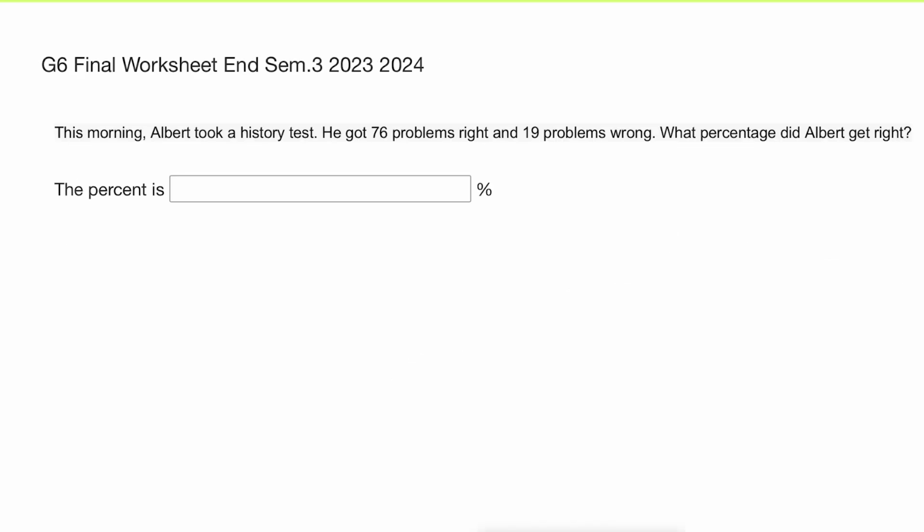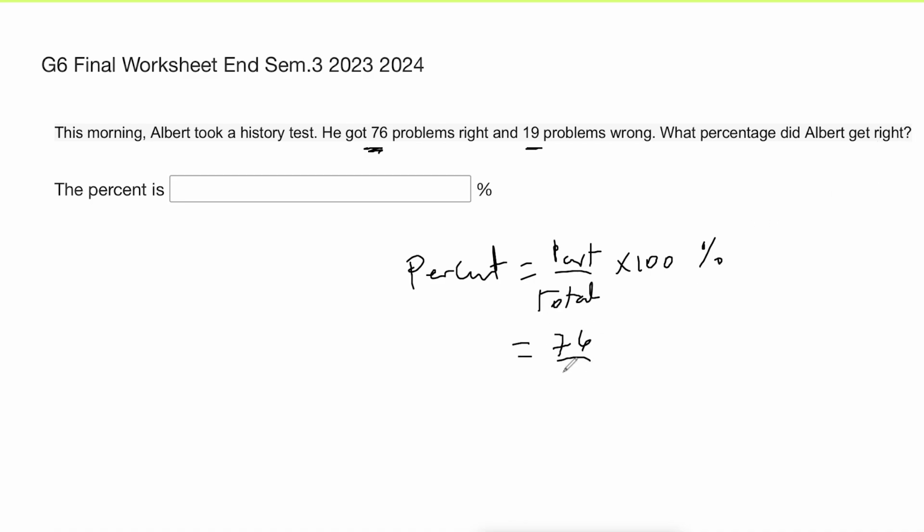This morning, Albert took a history test. He got 76 problems right and 19 problems wrong. What percentage did Albert get right? First step, we need to find the total. Total here is 76 plus 19, which is 95. Percent equals part divided by total times 100%. The same percentage of right. So it's 76 over 95 times 100%, which equals 80%. So the answer is 80%.